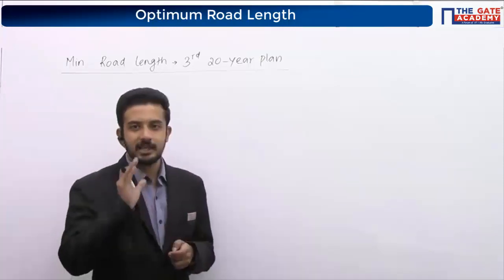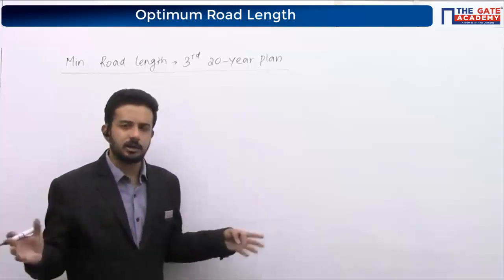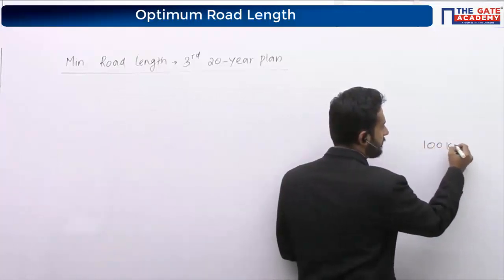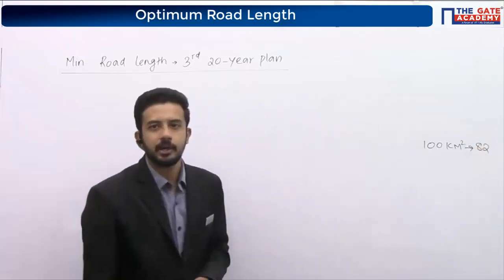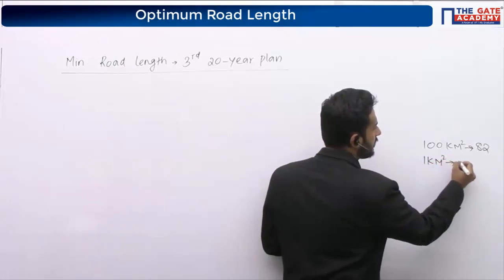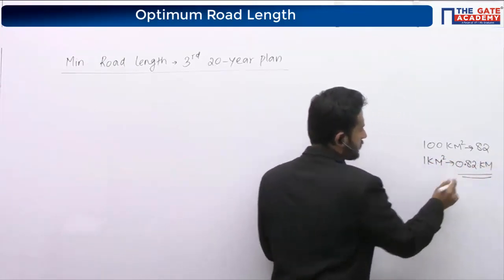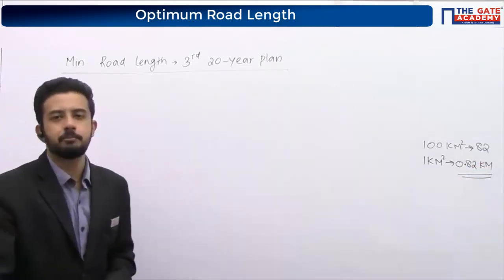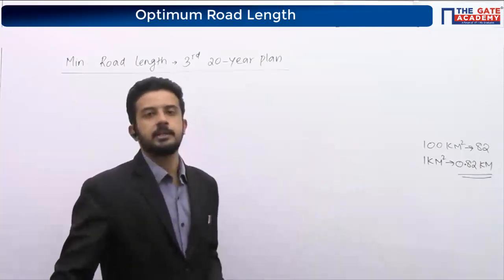82 kilometers per 100 kilometers square area. That's it. So the total may be anything. If you have 100 kilometers square, then you should have 82 kilometers. Which means for 1 kilometer square you should have 0.82 kilometer. So whatever the area in kilometers square, we multiply with 0.82, then you get the total length. Let it be there.